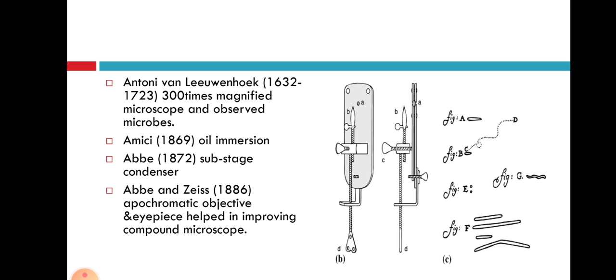Here you can see the picture of the microscope developed by Anton van Leeuwenhoek, and the objects or organisms which he observed through his microscopes were given in the form of drawings like figure A, figure B, figure E, F and G. They are nothing but different structures of bacteria.